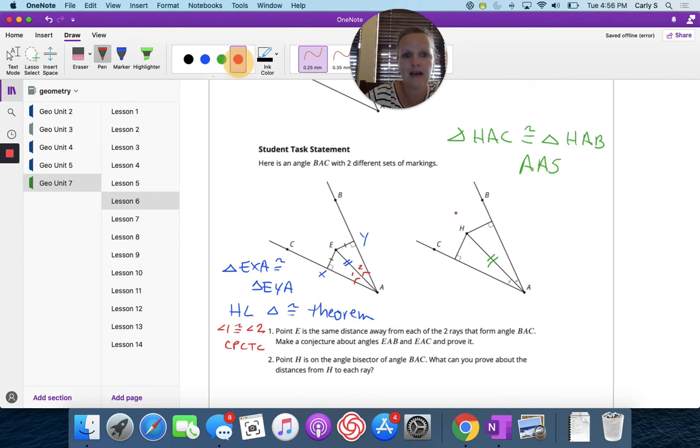Now, once I say that, I can say that those two segments are congruent. Let's just call it X and Y. HX is congruent to HY because of CPCTC. All right? So we proved it. We proved that those segments are congruent. They're of equal measure.